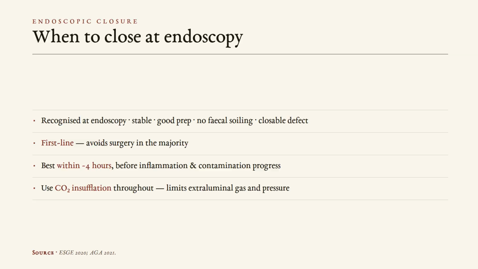When a perforation is recognized at endoscopy in a stable patient with good preparation, no fecal soiling, and a defect the available device can close, endoscopic closure is first line and it avoids surgery in the majority. Success is greatest within about 4 hours before inflammation and contamination progress. And carbon dioxide insufflation is encouraged throughout because it limits the extraluminal gas and the pressure that drive contamination.